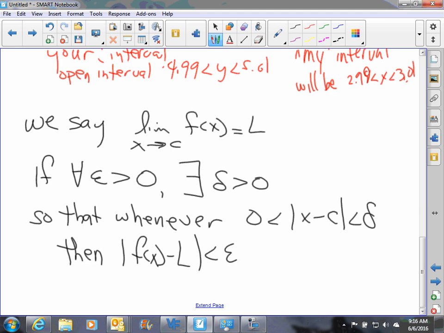Whoa, a couple of things that need to be explained here. This is shorthand notation for all or for every.